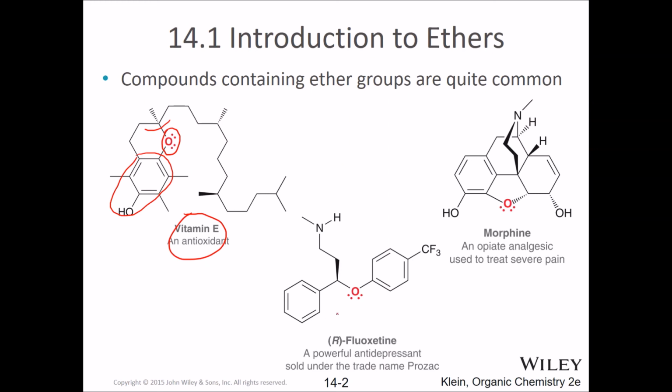right there. Here's another ether, right? You've got an oxygen that's bonded to an aryl group and an alkyl group, right? Here's another one, morphine. It's also a phenol. Can you see that? It's also an amine. All right. So those are some examples of ethers, and let's dig into the properties and nomenclature of ethers and the reactions.